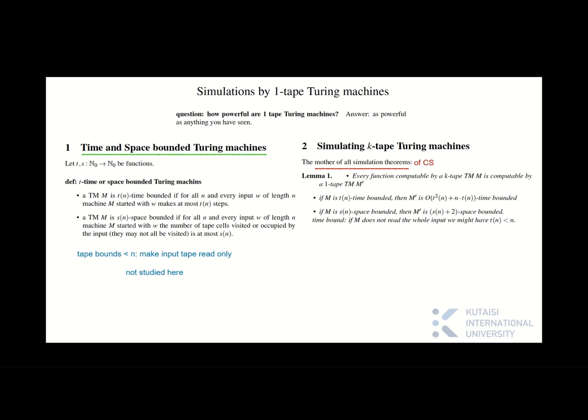So what we're trying to do is prove this theorem that we can simulate a k-tape Turing machine M on a 1-tape Turing machine, M prime. M is the name of the k-tape machine. And if M was doing everything in time T(n), we will need the squared amount of time. So we have O(T squared(n) plus n times T(n)). And the space essentially stays the same. So we're using the same amount of space.